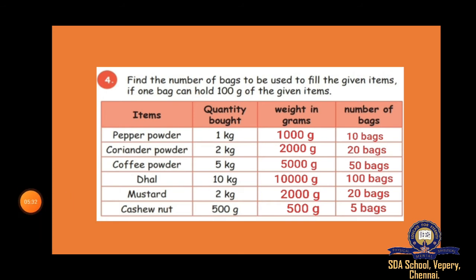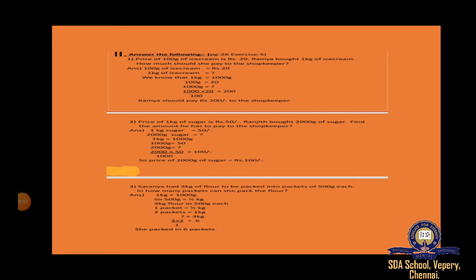Okay, so after this table we'll learn one book exercise they have given: the price of 100 grams of ice cream is 20 rupees. Ramya bought 1 kg of ice cream. So how much should she pay to the shopkeeper? So 100 grams of ice cream is 20 rupees. So how much 1 kg of ice cream is, we have to find. And we know that 1 kg is equal to 1000 grams. Right? 1 kg is 1000 grams. So 100 grams is 20 rupees and we have to find how much 1000 grams is.